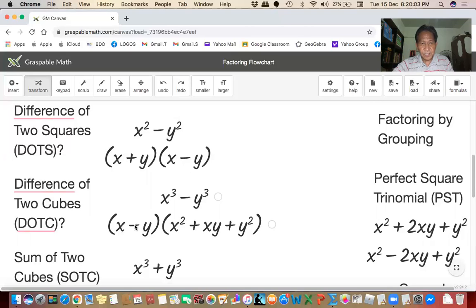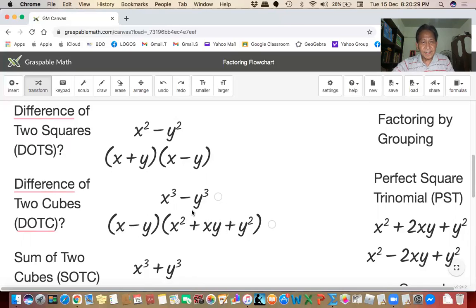You square the first term of the binomial, and then you reverse the sign. So if it's minus here, you put a plus sign here. If it's plus here, you put a minus sign here. And then just multiply these two terms. So there you have it, xy. And then the last term of the trinomial is the square of the second term of the binomial.